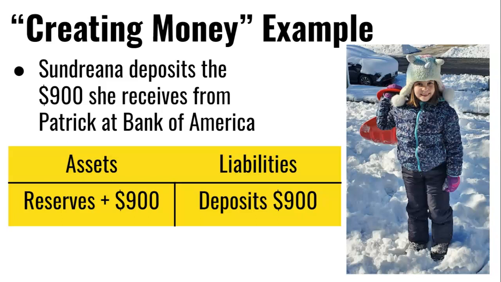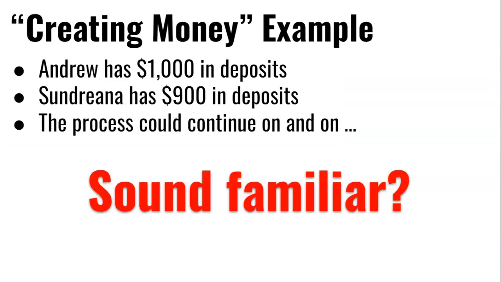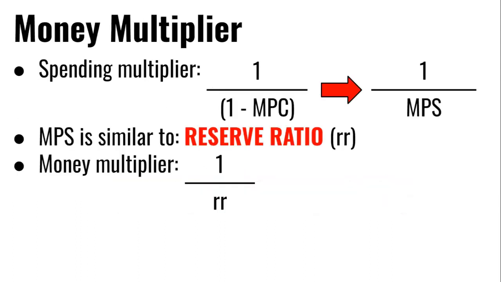We could continue this process if we wanted to. Andrew puts $1,000 in his bank account. Sundriana has put $900 into her bank account. So the process is going on, and this may sound familiar to you because that initial $1,000 deposit has led to already $1,900 worth of M1. There's now $1,900 in bank deposits, whereas before there was nothing until Andrew put his $1,000 in the bank. This should sound an awful lot like the multiplier.